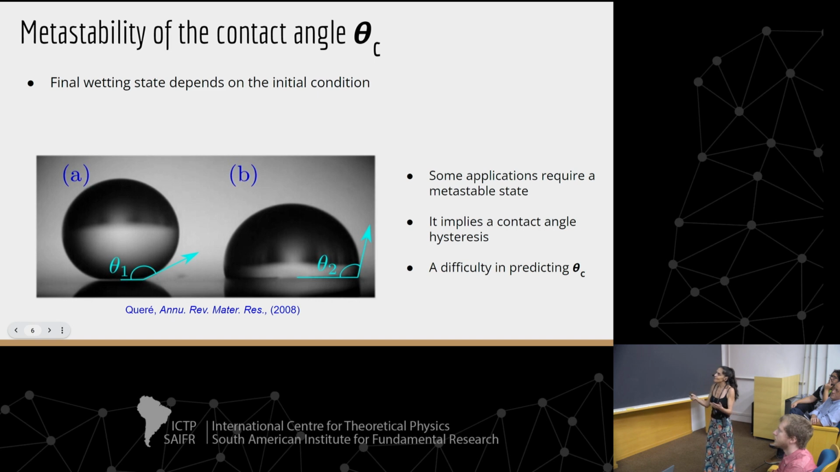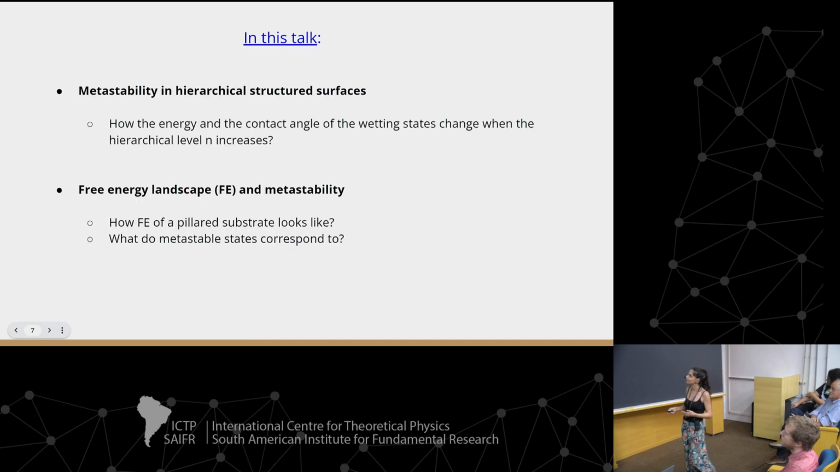And this metastability is interesting for several reasons. One of them is that several applications require the metastable state because we very often want to be in the hydrophobic state. It also implies that you have a high hysteresis in the contact angle because depending on the way that you place the droplet, you observe both. And of course, it implies that you have difficulty in predicting the contact angle because it's not unique. And then you need a theory that is able to predict more than one.